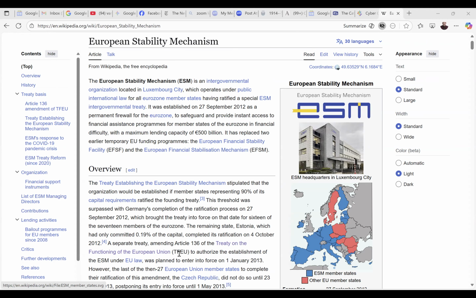And it was set up in 2012, right? And of course, not all the countries agreed to it. Like the Czech Republic didn't agree to it, and well, I mean, the Czechs did finally.